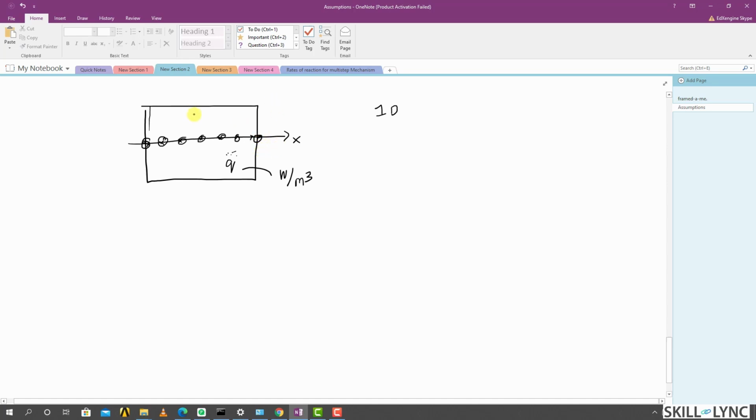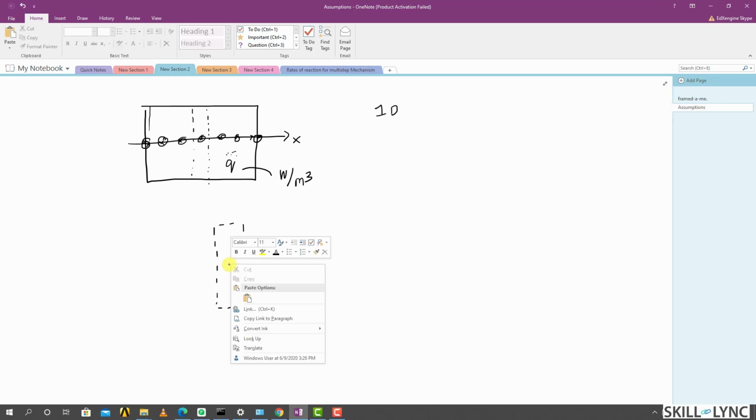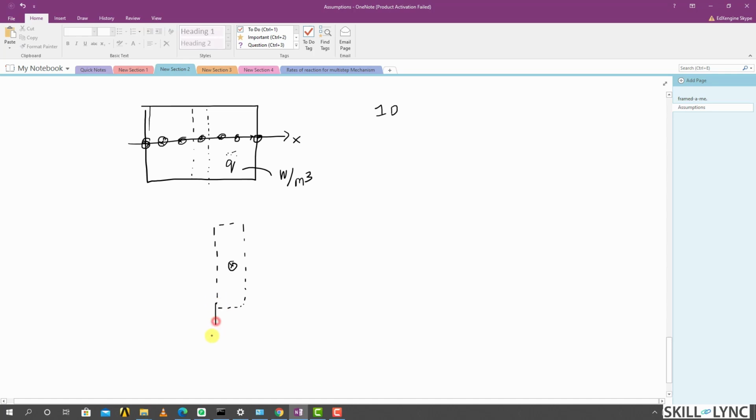So now, just like we did last time, we are going to first draw a control volume around a single node which is at the interior, and let's just isolate that node. So this right here is the x location, this right here is the x plus dx location. And just for the sake of it, I'm going to say that the area of cross section is going to be a meter square.